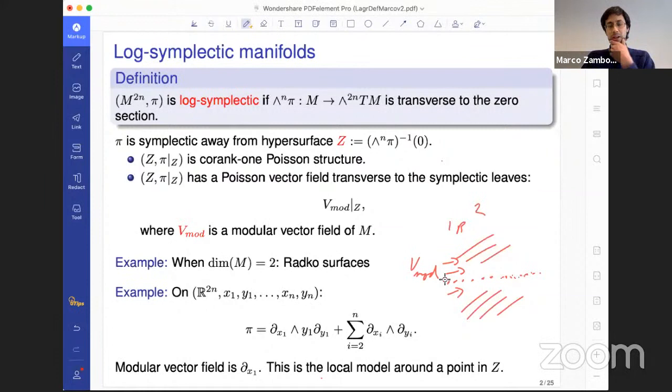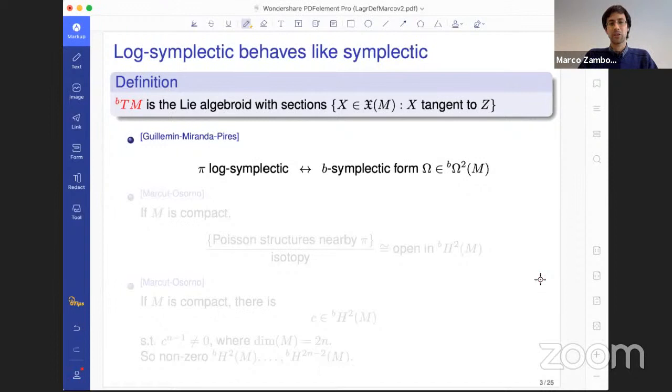Okay, so in particular on an open dense subset, a log-symplectic structure is always symplectic, and the interesting stuff, you could argue, happens near the hypersurface that I will always call Z. It's well known that you can study log-symplectic geometry.